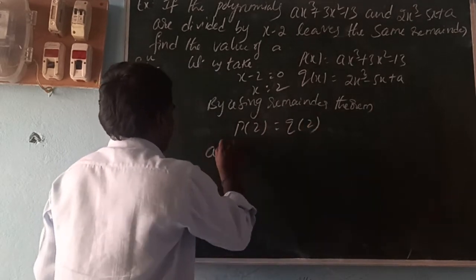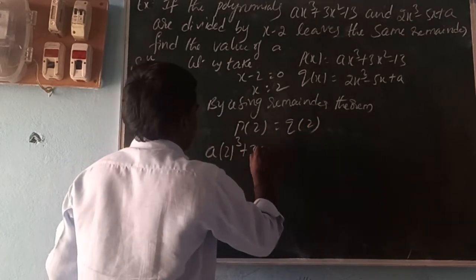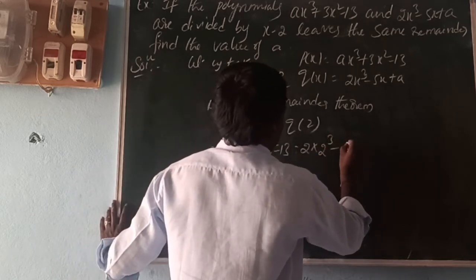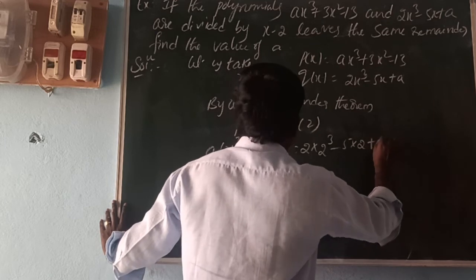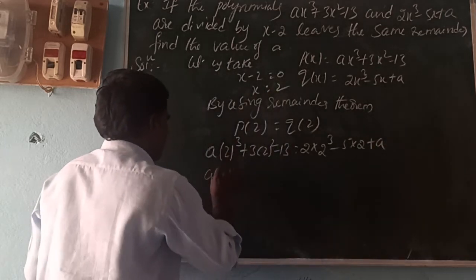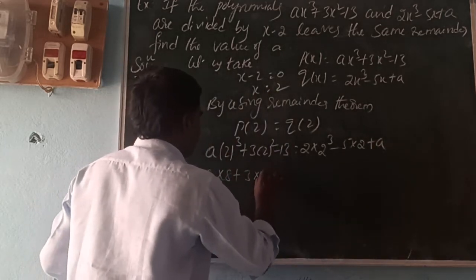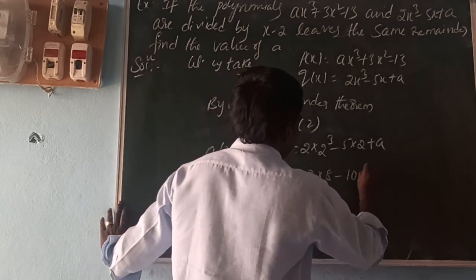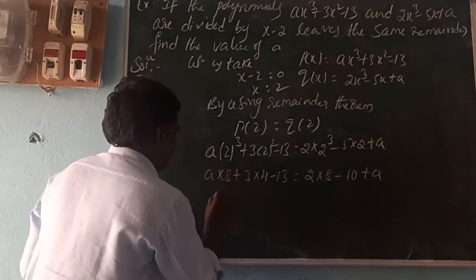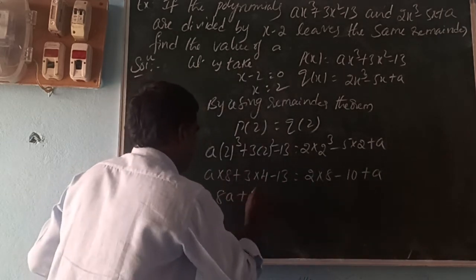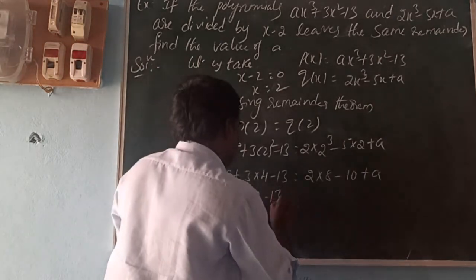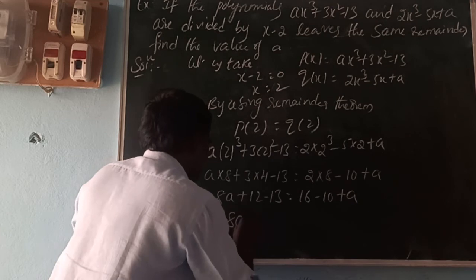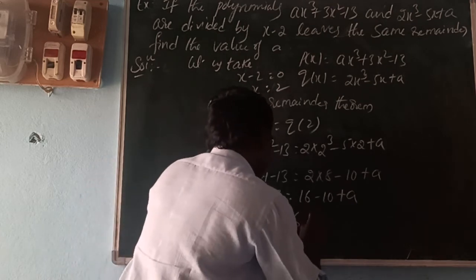So here a into 2 cube plus 3 into 2 square minus 13 is equal to 2 into 2 cube minus 5 into 2 plus a. So a into 2 cube, that is 8, plus 3 into 2 square, 4, minus 13 is equal to 2 into 2 cube, 8, 5 twos are 10, plus a. So a into 8, that is 8a plus 12 minus 13 is equal to 16 minus 10 plus a. So here 8a minus 1 is equal to 6 plus a.